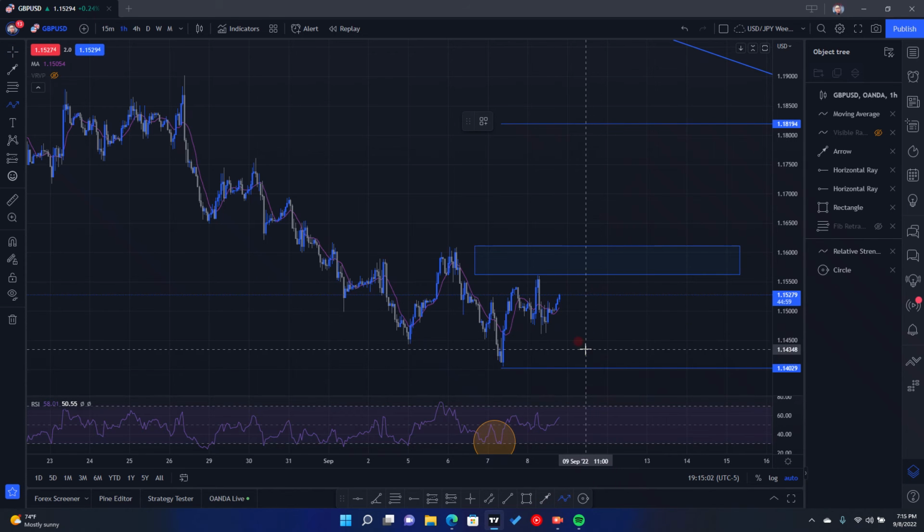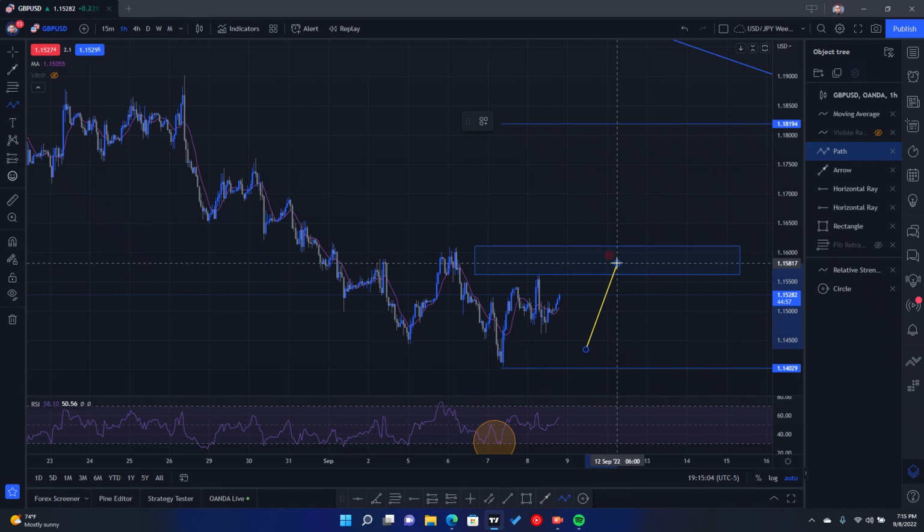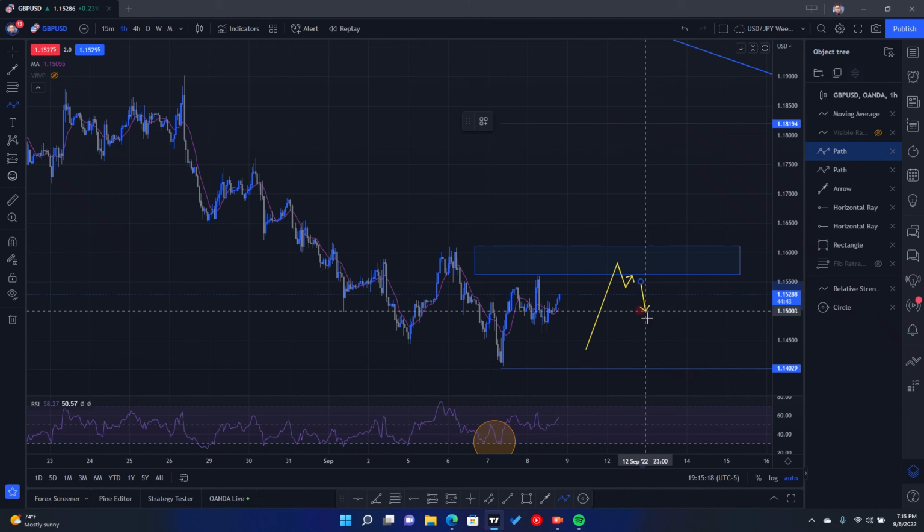The idea for me was to see it come up somewhere in here, have rejection, come down, maybe retest, and then continue down. So that's what I'm looking for. Like I said, stay tuned, keep watching, let's see what happens.